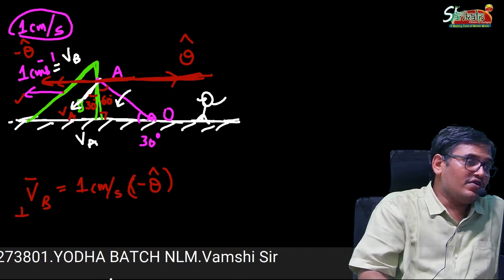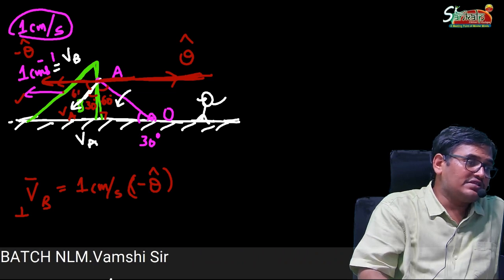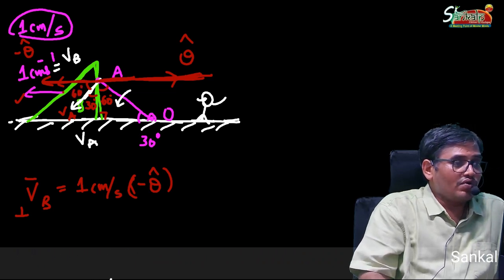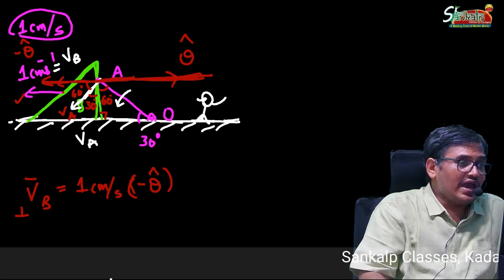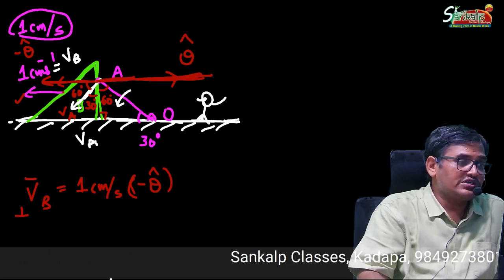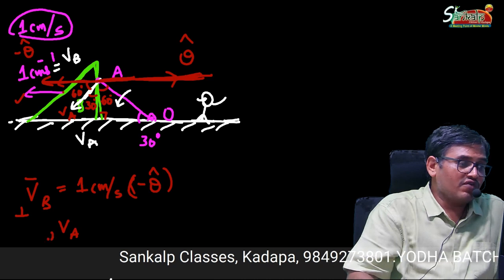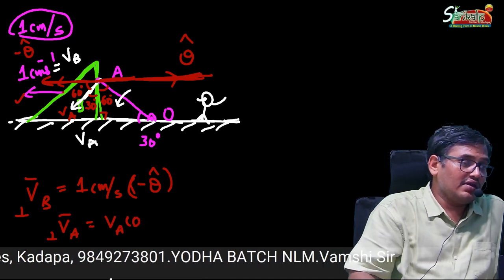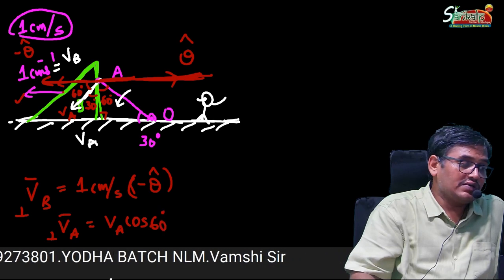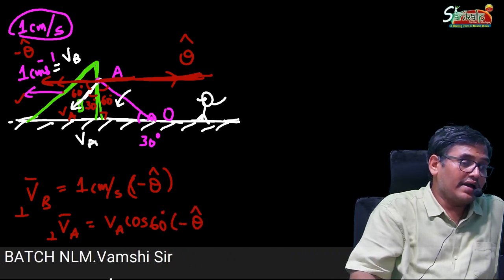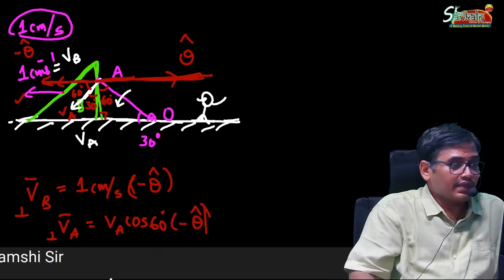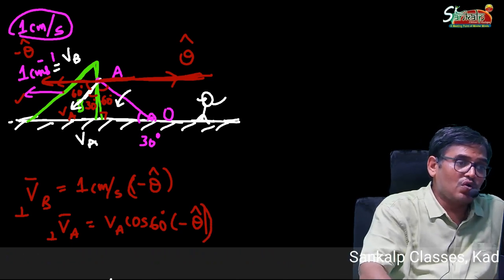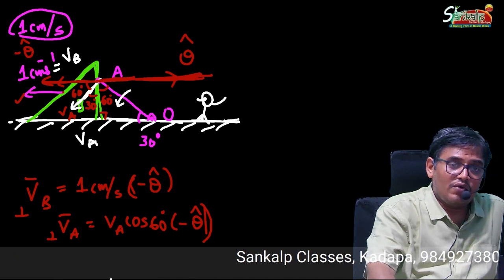VA component. This is 30, so this is what? 60 again. Yes or no? Okay. So VA has component VA cos 60. Velocity of A along the normal is VA cos 60 minus theta cap. Got the point, my dear children? Yes or no? So now we are getting the answer.